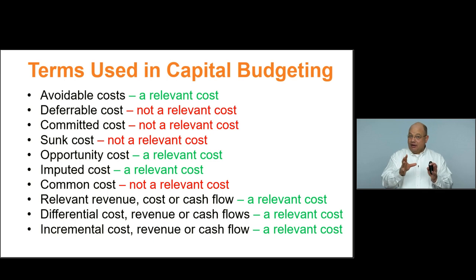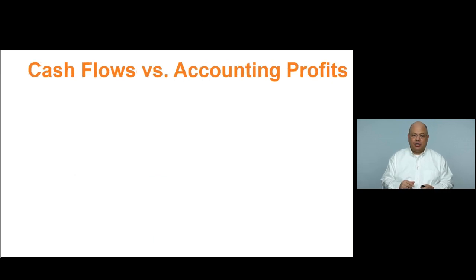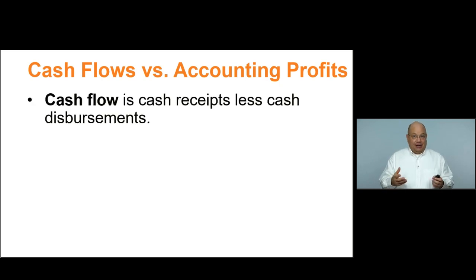Now, we've talked about cash flows. I've said cash flows a number of times here. So let's talk about the difference between cash flows and accounting profits. Well, cash flow, as the name indicates, is cash flows. Cash in, cash out. Our cash receipts minus our cash disbursements is our net cash flow. So cash in, cash out. That's what we're talking about in terms of cash flows.